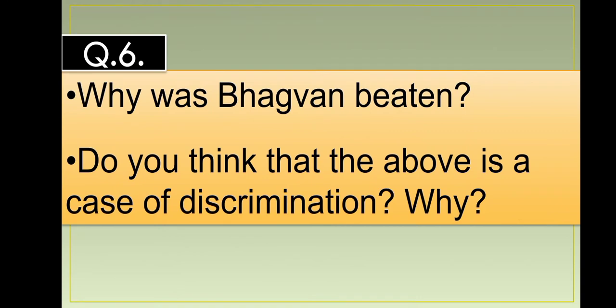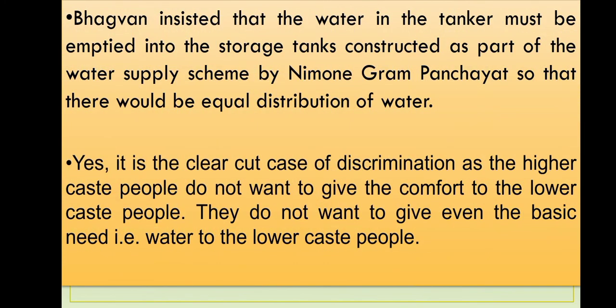So the second question is, do you think that the above is a case of discrimination? And if it is, then why is it a case of discrimination? So children, yes, it is a clear-cut case of discrimination, because high caste people do not want to give any kind of comfort and resources to these people of lower caste. So this is a case of discrimination, right?